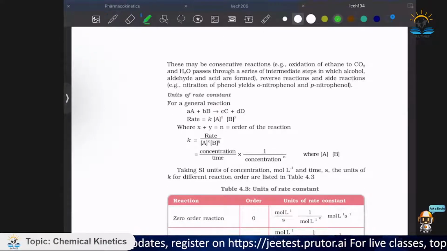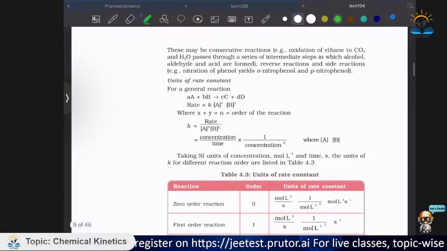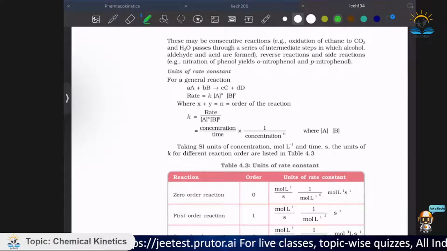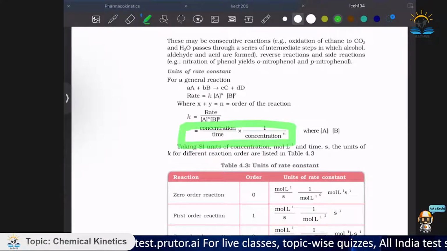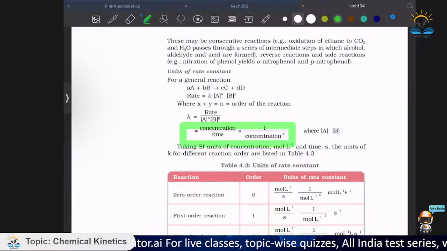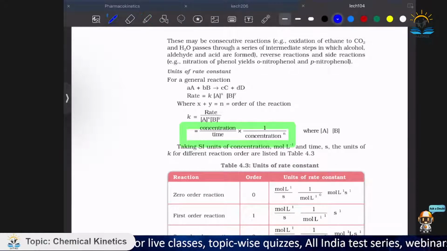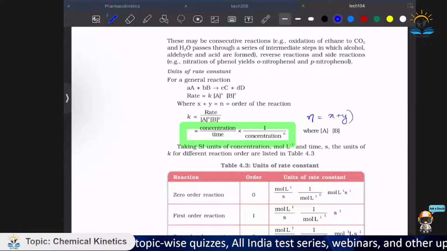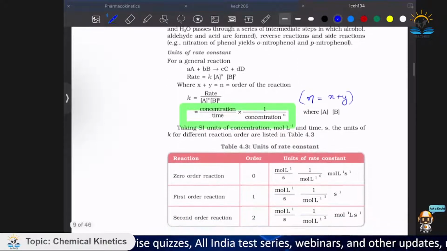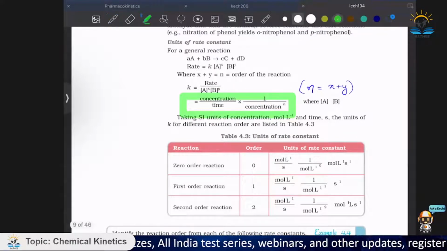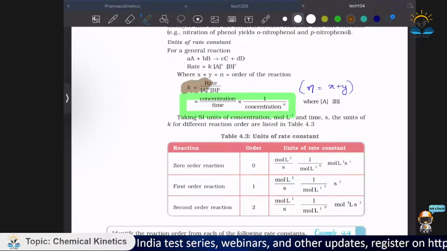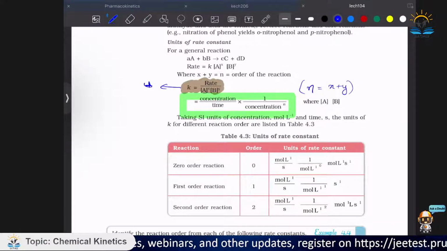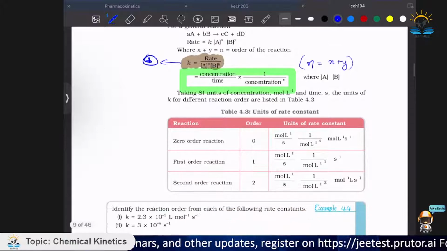So this is a bit complicated. You cannot calculate it just by that. Either you remember this unit, where n is equal to x plus y. You remember this unit, or it is more easy to use this equation. Just try to find out using this. It is always better to start from the basics.